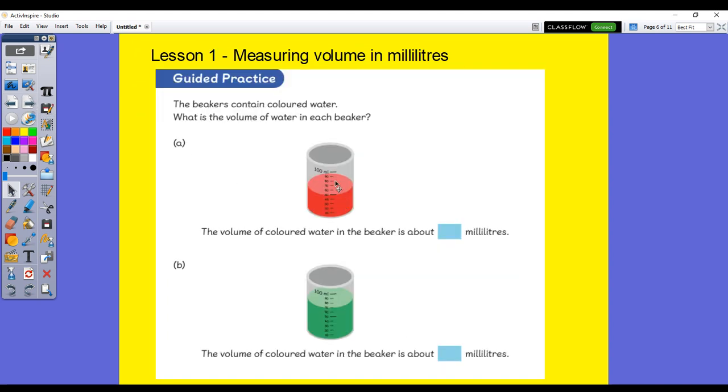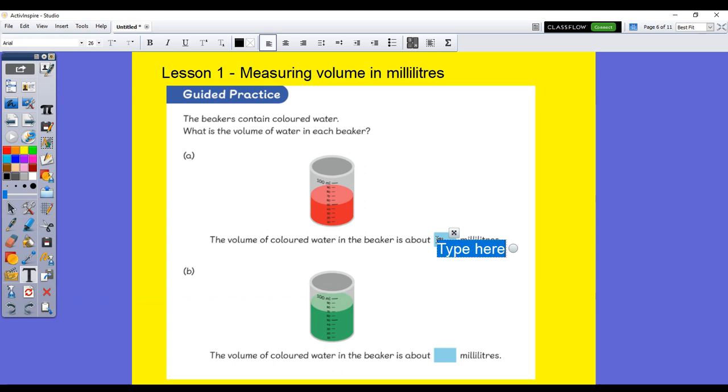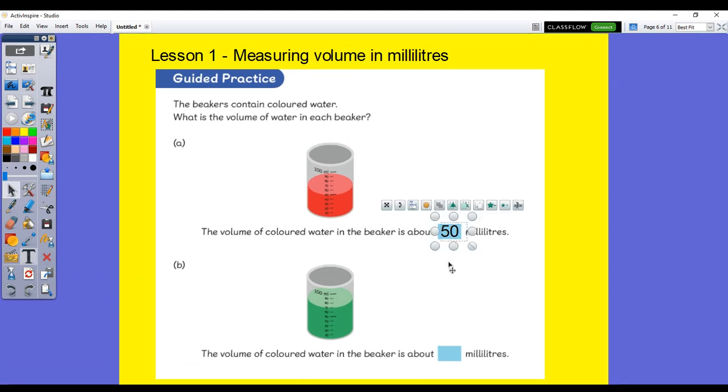So the guided practice, we're going to be measuring the volume of the liquid in these beakers. Okay, so the beakers contained coloured water. What is the volume of water in each beaker? So let's have a look. See what it's measuring up in? Okay, so it's measuring up in tens again. 10, 20, 30, 40, 50. So you're going to write in sentences, the volume of coloured water in the beaker is about 50 millilitres. Okay. So you can write that sentence out. The volume of coloured water in the beaker is about 50 millilitres.